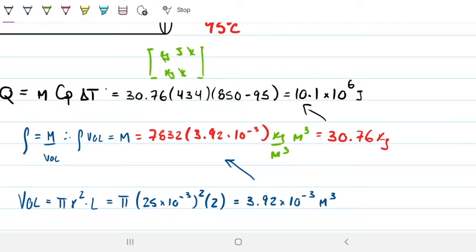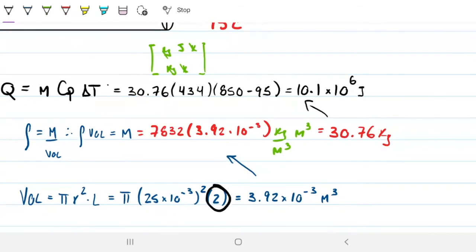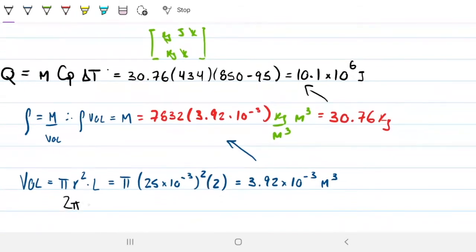Sir, did you multiply the volume by 2? Did I multiply the volume by 2? No, I did not. Okay, got it. Yep, that's the mistake I made. I did not multiply it by 2. This 2 here is the length, right? It's not 2 pi r. Watch out, because we're not looking for the area, we're looking for the volume.